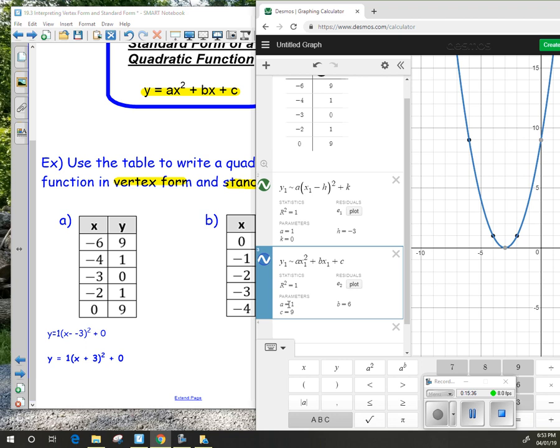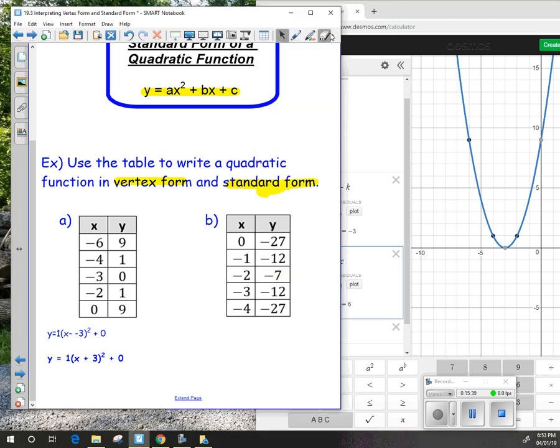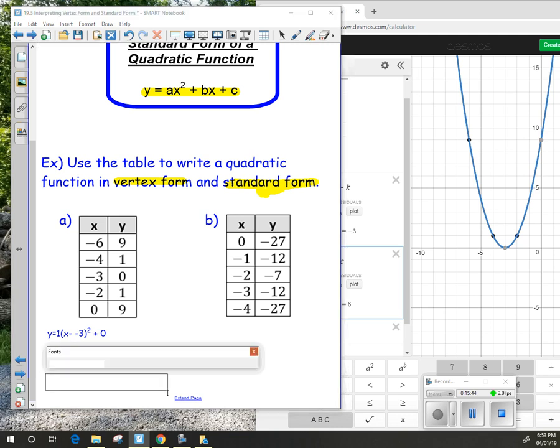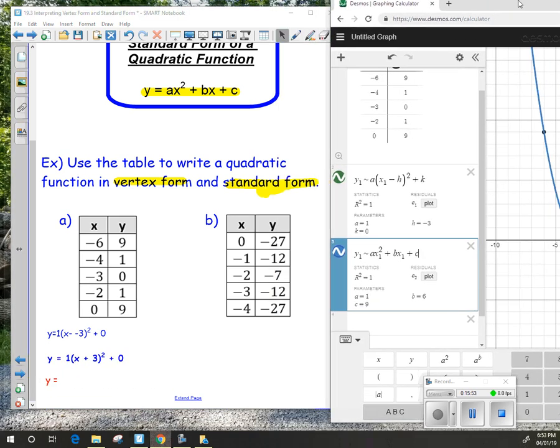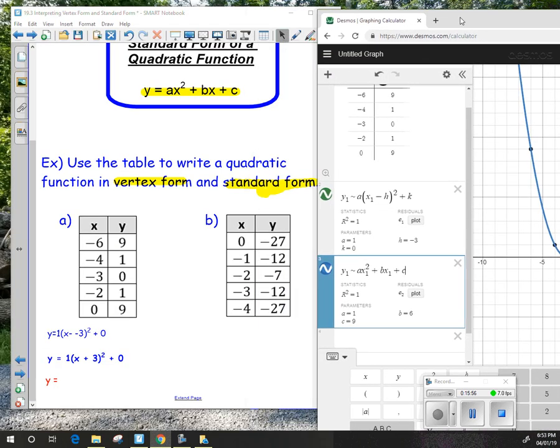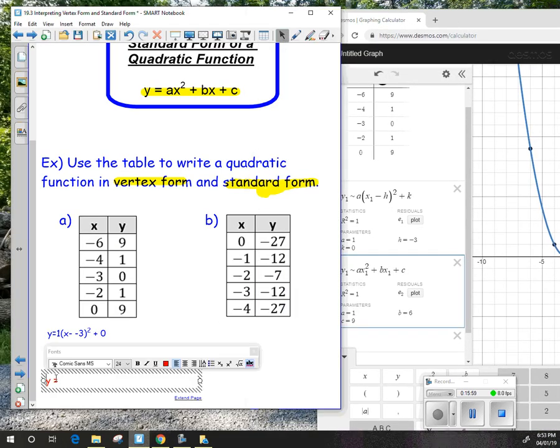So in this case, now all I have to do is take those values and plug them in. For standard form, I'm going to put standard form in red. Standard form would be y equals, let me pull this over here so I can see it at the same time I'm typing. I didn't want it that big. Here my a value is 1, so it would be 1x squared plus my b value is 6, so 6x plus 9, which is my c value. I'm taking these values, a, b, and c, and plugging them into that standard form.